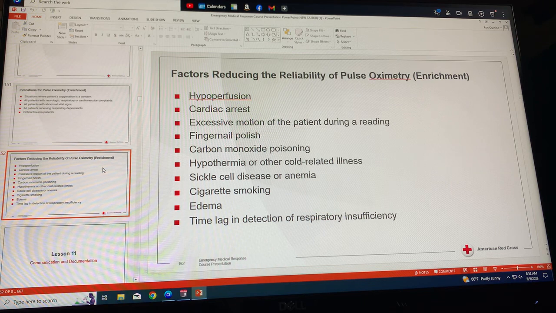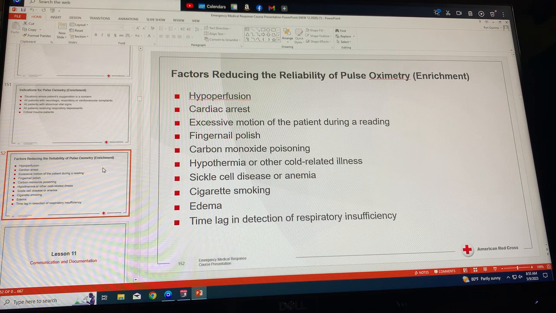Carbon monoxide poisoning. Carbon monoxide saturates hemoglobin. Hypothermia or other cold-related illness. Sickle cell disease or anemia. Cigarette smoking due to carbon monoxide. Edema, swelling.